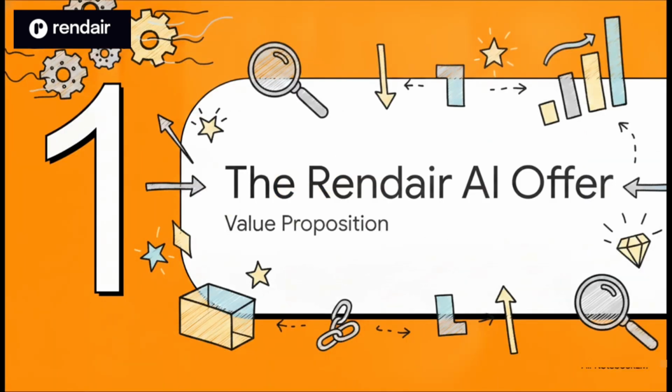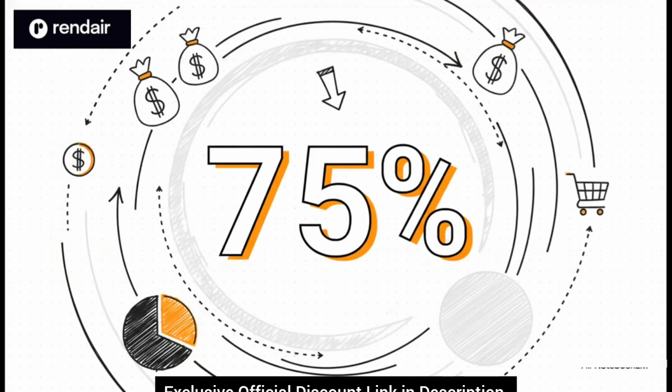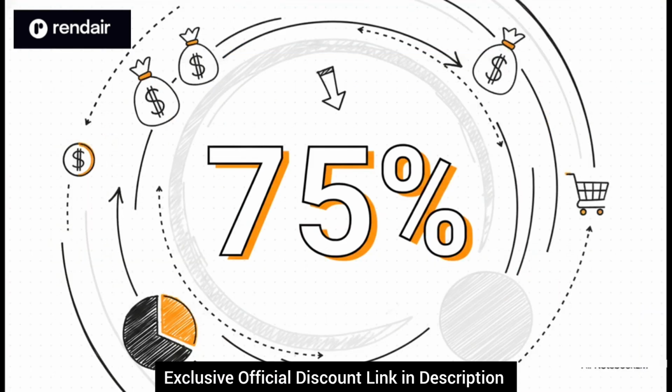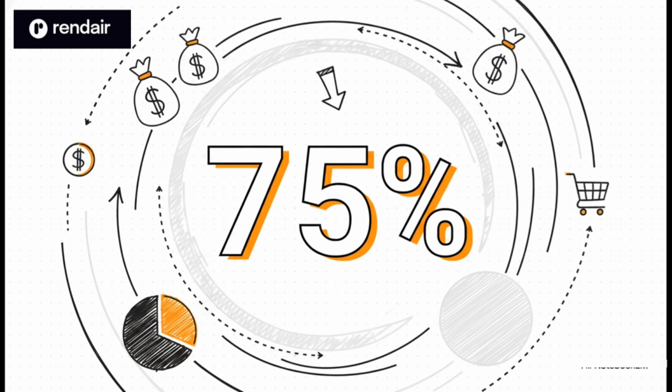Part 1. The Rendair AI offer, analyzing the value proposition. Let's look at what's actually being promised here. 75. Wow, the source material doesn't just toss out a slight, negligible little discount. It promises a staggering 75% off. Just think about the gravity of that number for a second in the context of digital offers. We're not talking about a modest 10 or 20% reduction here.